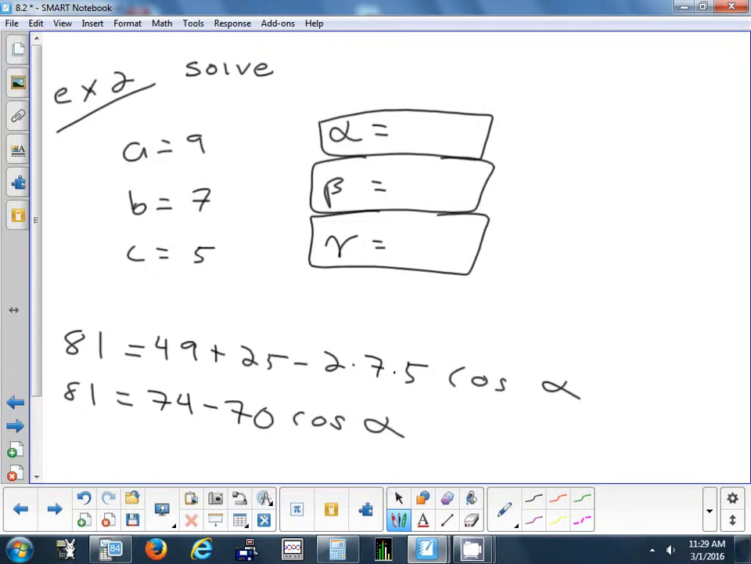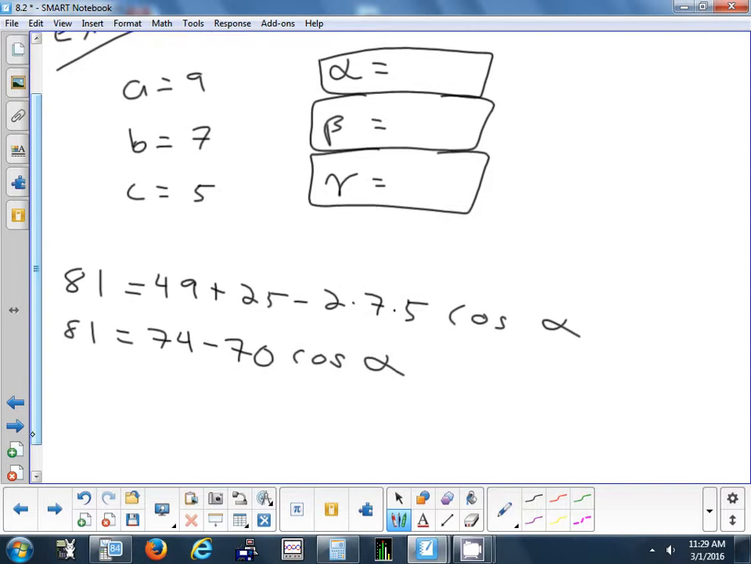No, we've got to move the 74 to the other side, and then we're going to divide by the 70. I'm already starting to see that the fraction I'm going to get here is definitely going to be less than 1, which is what we want.